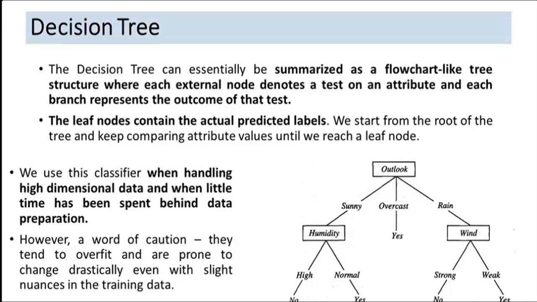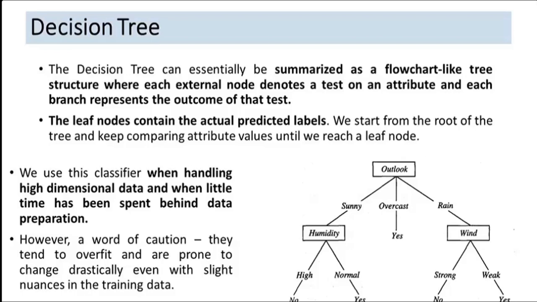So here in this case, the outlook has three kinds of weather conditions: sunny, overcast, and rain. If overcast is identified, the final output of whether the player will play is yes. If it is sunny, it will go ahead with the next category. It will check the humidity. If the humidity is high, the player will not play golf.